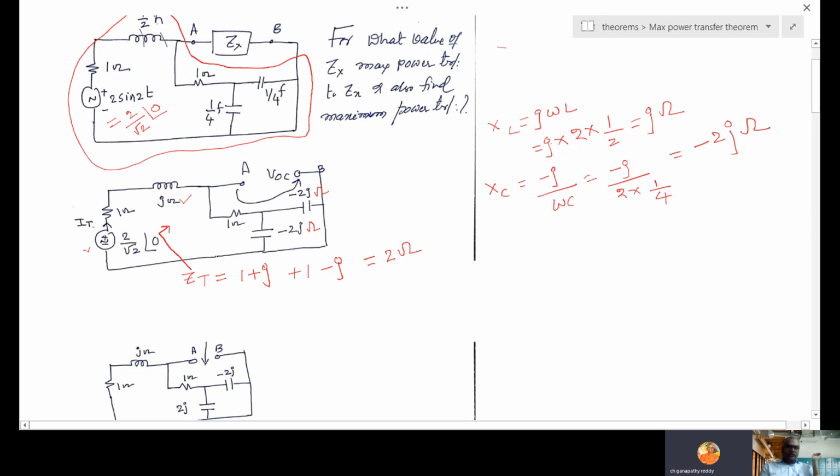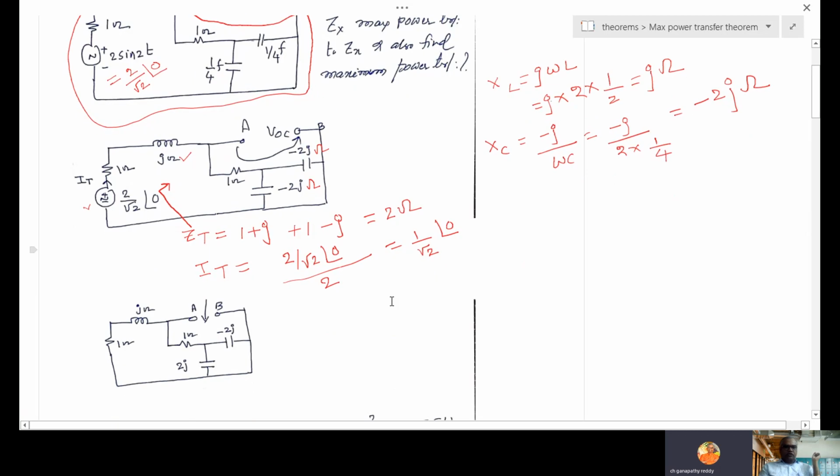Next, to find out the total current IT. What is the current supplied by the source? So that is 2 by root 2 at an angle 0 divided by 2. Total impedance is 2. So 2 cancel. 1 by root 2 angle of 0. That is the total current. With this total current, find out VOC. So how to find VOC?